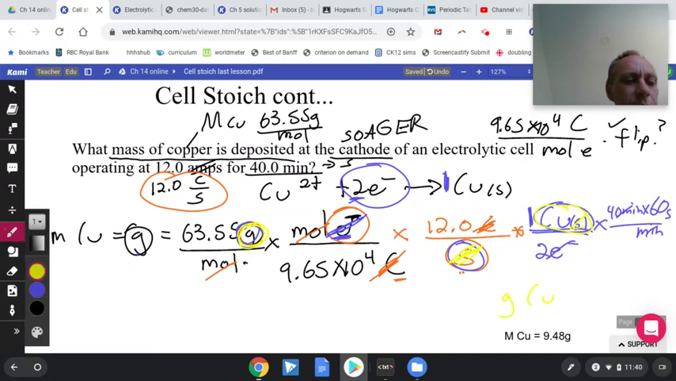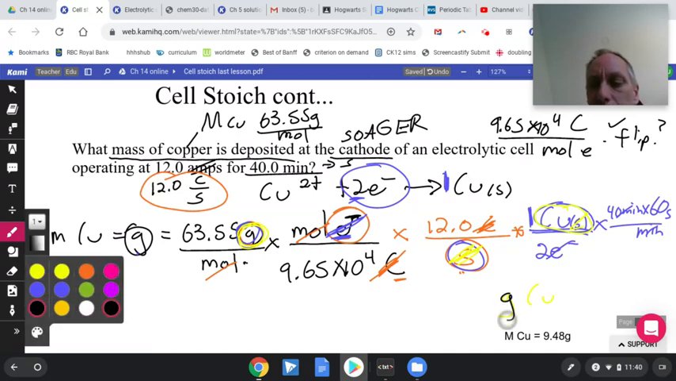It's a terrible color, isn't it? Terrible choice. Grams of copper.